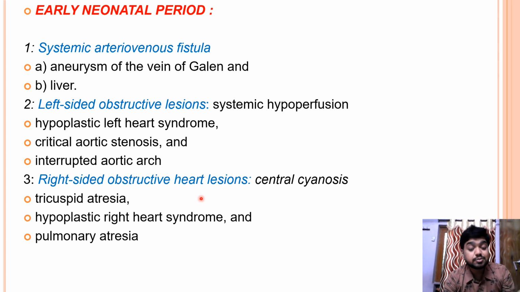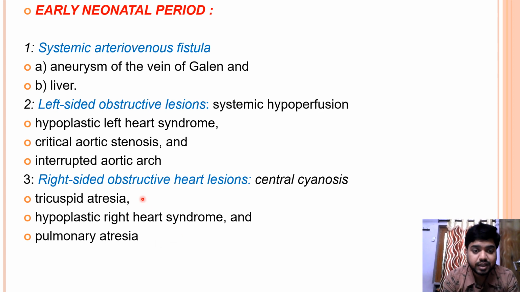So what are the right sided obstructive lesions which present in the early neonatal period? Complete tricuspid atresia, hypoplastic right heart syndrome, or complete pulmonary atresia. Yes, because there is complete closure. Blood can't go into the lungs at all. Here the lungs are dependent usually on duct dependent lung flow.